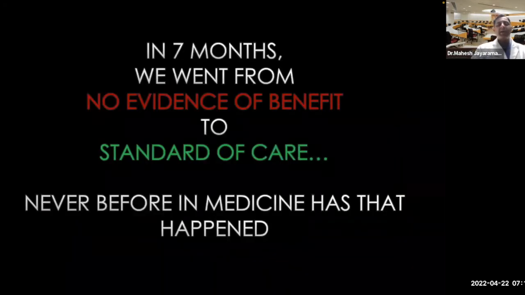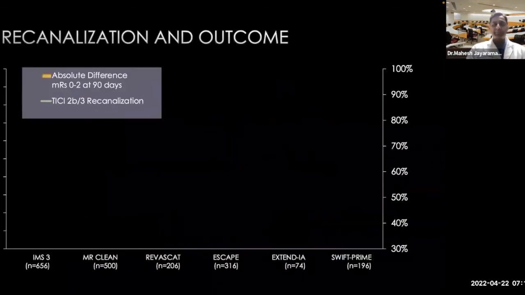So we went in a 7-month period from no benefit, based on older technology and older patient selection, to standard of care. And that's never happened before in medicine that quickly. A couple of things to note about these 2015 trials of thrombectomy. So recanalization matters. So the IMS-3 trial was a negative trial.